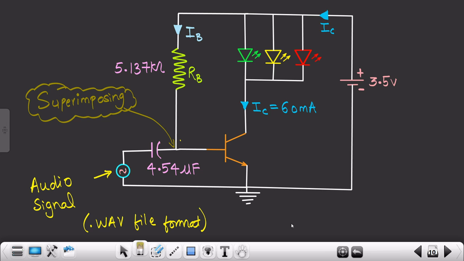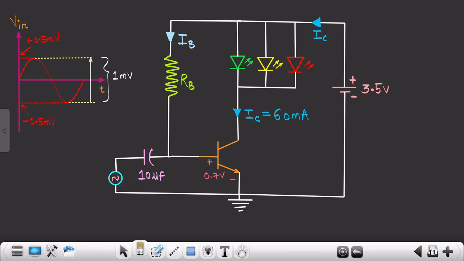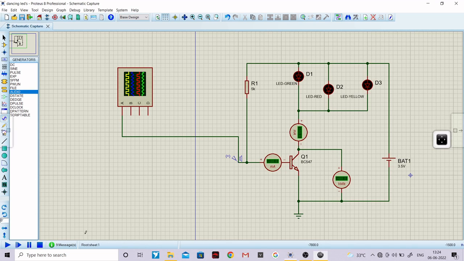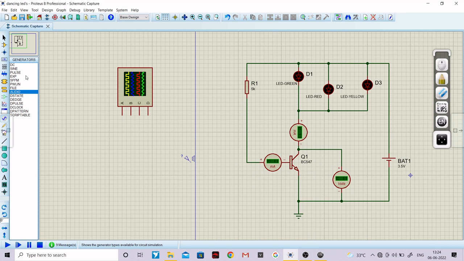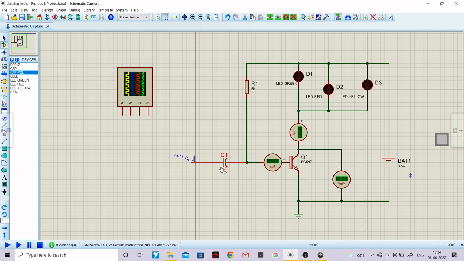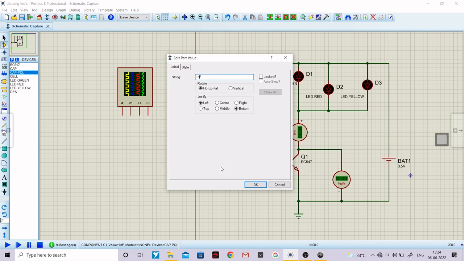So now what we'll do, I think I had included, yeah, we'll connect one capacitor over here, and then we will see its working. Let me move this particular thing over here, and then I will delete this wire as well, and then I will connect one capacitor. I will take a polarized capacitor, connect this part over here and this one over here, and then I will change its value. It should be 4.54 microfarad.